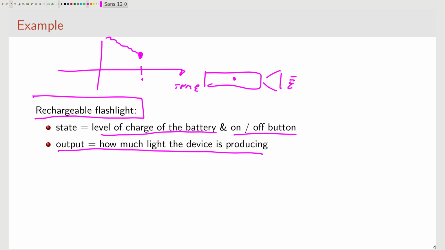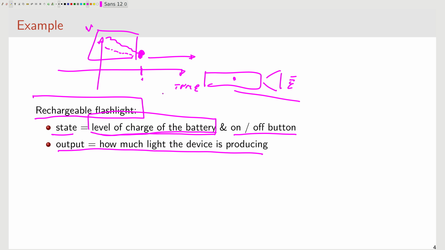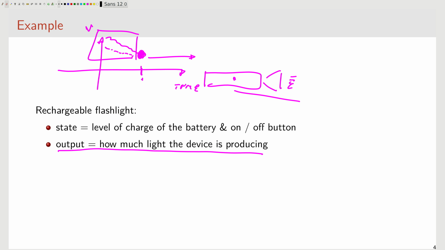If the battery right now has this level of tension, the light emitted by the flashlight will depend only on this state, not on the past state. This level of charge works as a state for the system because it separates what was happening in the past from what will happen in the future.